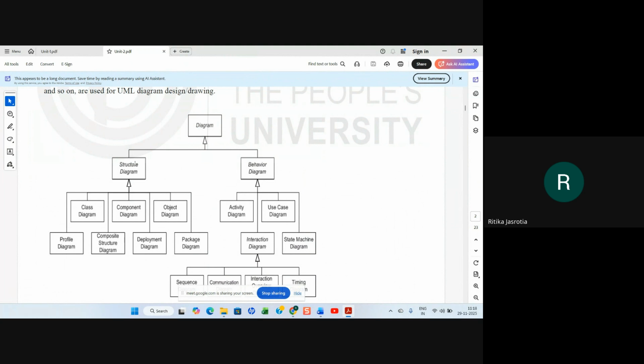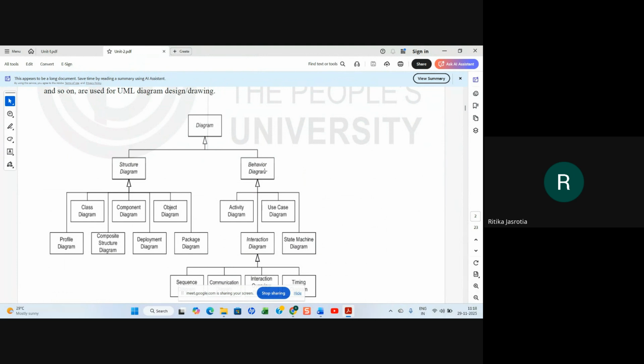Under structural diagram, you will only give those diagrams which you are studying, like the class diagram, the component diagram, the object diagram, and the deployment diagram. These are under structure diagram: class, component, object, and deployment.